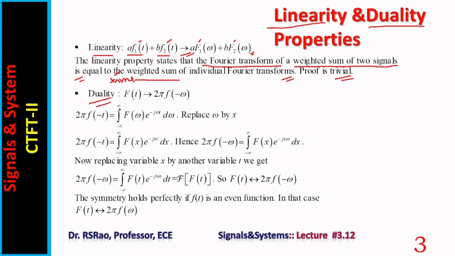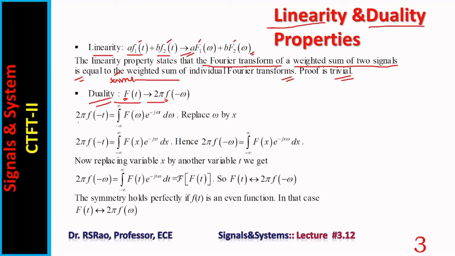Another property, duality. Fourier transform of F of t is 2 pi f of minus omega. Notice here it is capital F. It pertains to spectral density function. Right side we have small f. It pertains to time domain function. Now, how has this property come? What is the validity of this property?